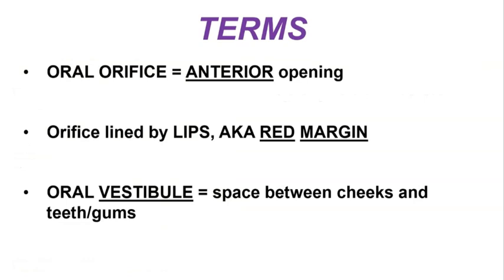The oral orifice is an anterior opening to the mouth, which is bordered by the lips, also called the red margin. While the oral vestibule are small pockets of space that are situated between the cheeks, the teeth, and the gums.